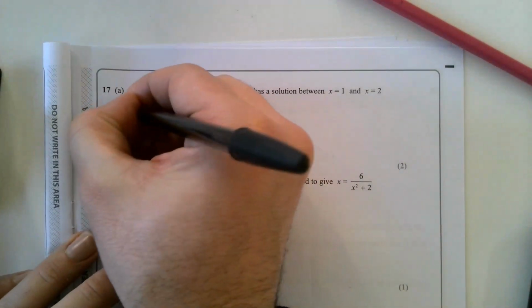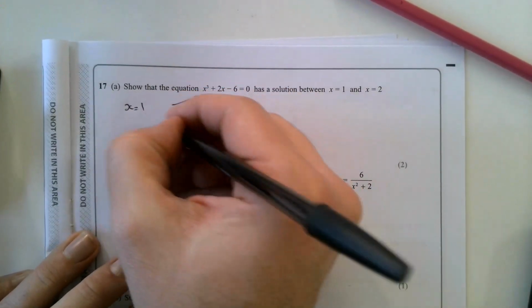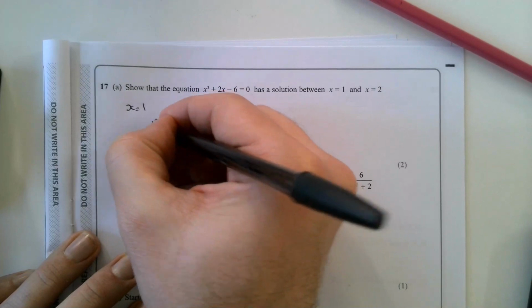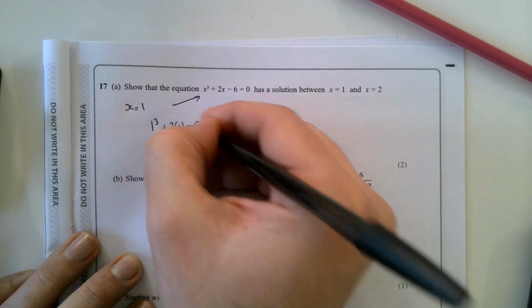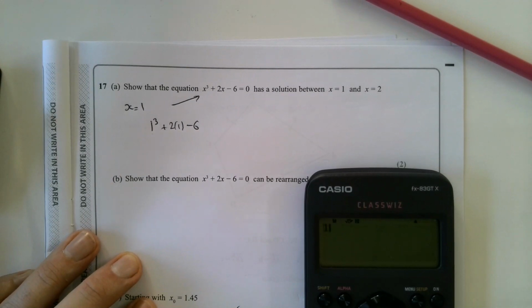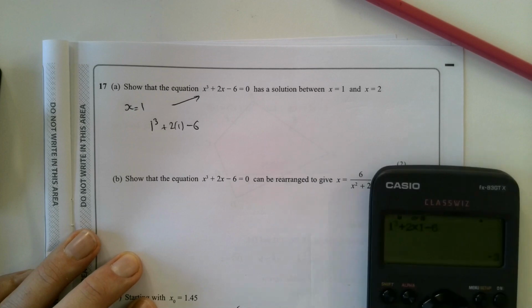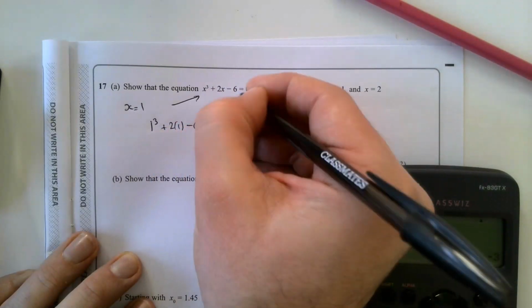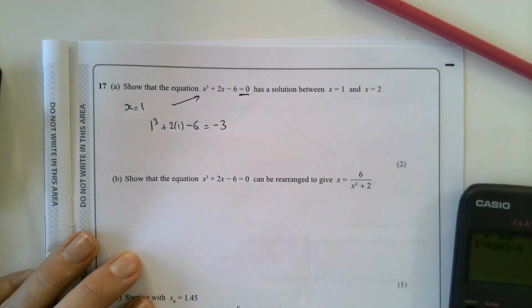So if I put x equals 1 into this equation, I get 1 cubed plus 2 times 1 minus 6. I'm going to type that into my calculator just because I'm being really lazy. So that gives me an answer of negative 3. Now I don't want negative 3, I want 0. But let's try the next one.